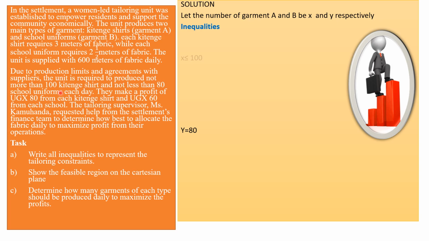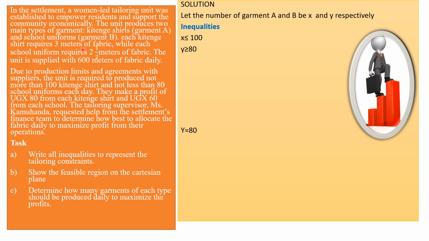That is x. Then we shall come and we say that x is less than or equal to 100, not more than. So that is the maximum. So that is 100 and below. Then here, not less than 80 school uniforms each day. So those will be 80 uniforms and above. So y is greater than or equal to 80.